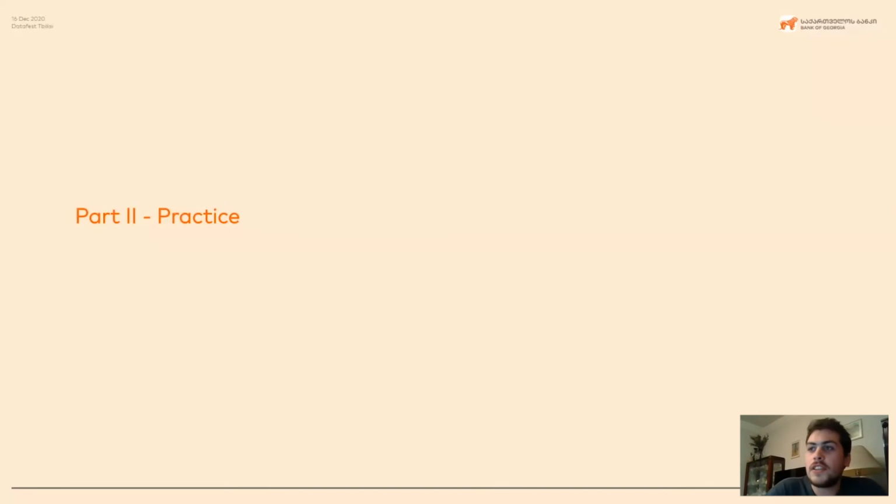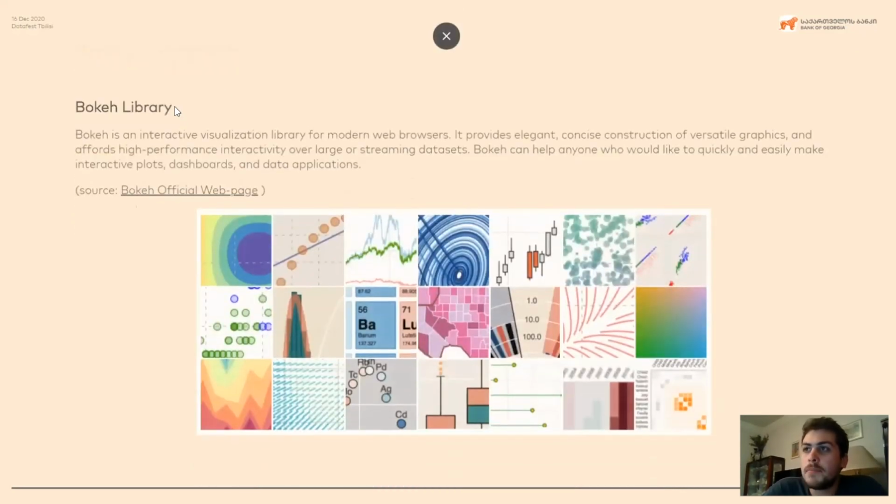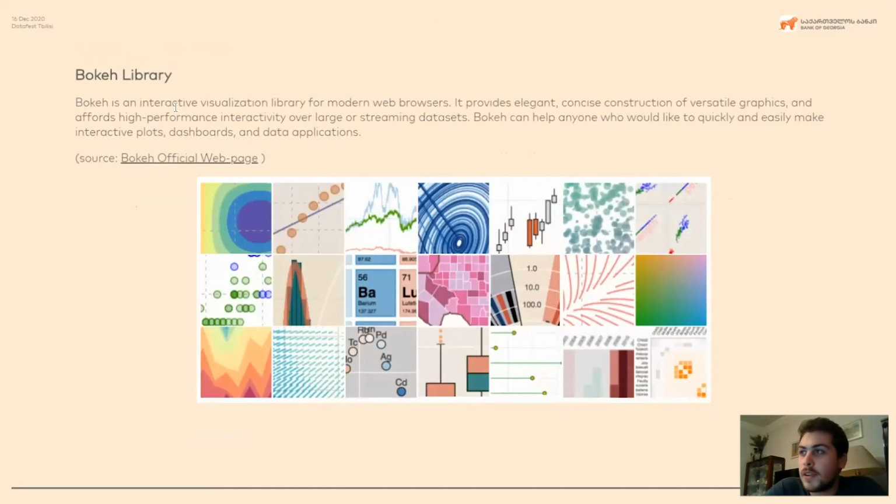So in this section, we will talk about Bokeh. Personally for me, it's the best visualization library in Python because it gives us interactivity. Bokeh is an interactive visualization library for modern web browsers. It provides elegant, concise construction of versatile graphics and affords high-performance interactivity over large or streaming datasets. Bokeh can help anyone who would like to quickly and easily make interactive plots, dashboards, and data applications.